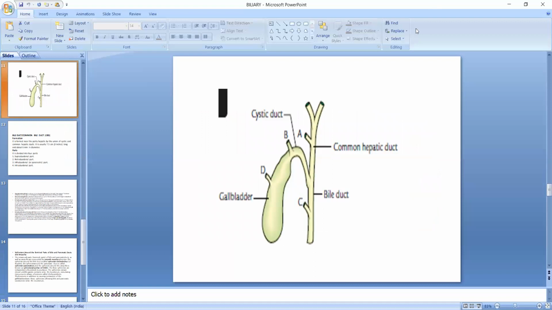And we can see here the right and left hepatic duct, and this is the common hepatic duct, and this is the cystic duct that forms the common bile duct, and this is the angulation. Here they form the angle between the cystic duct and common hepatic duct.